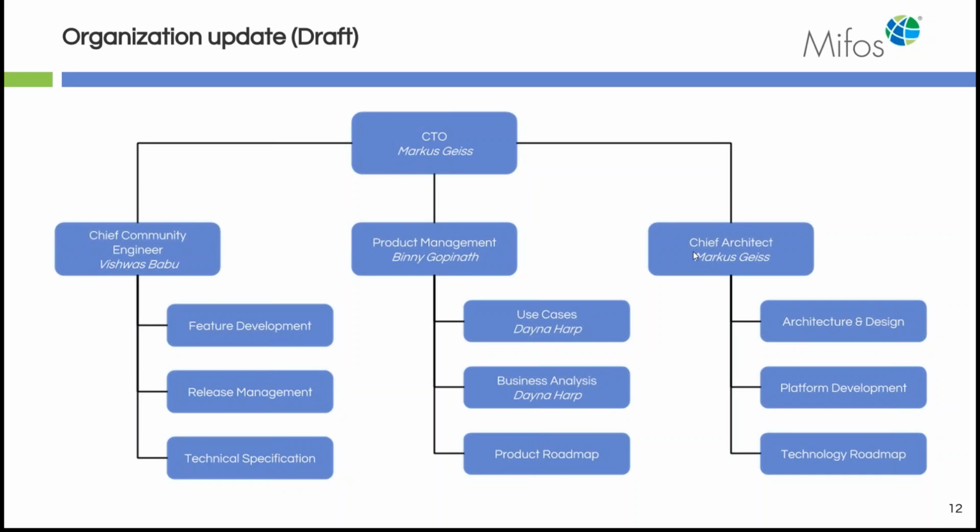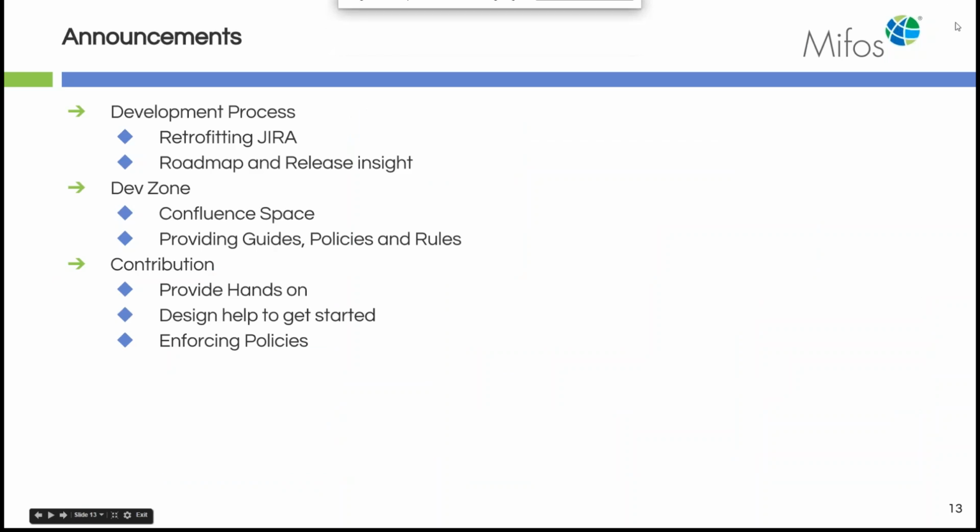I, as a person, will act as the chief architect and will create architecture and design, also take care that the platform is going in the right direction, and will provide a technical roadmap, which then will be mingled together with the product roadmap. So we're in a good shape there. So, any questions about the structure? Okay, it doesn't sound like it.